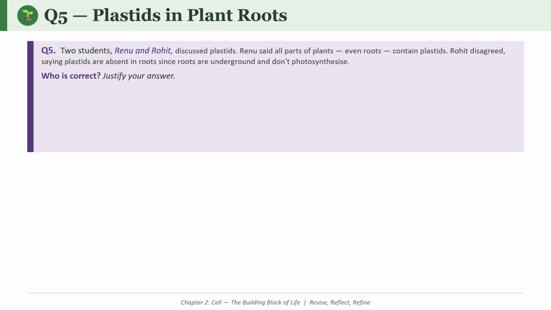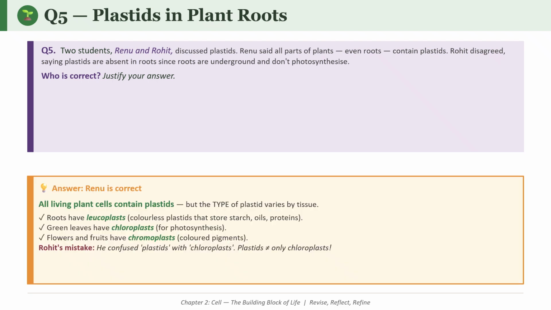So the next question is based on plastids in plant roots. Two students, Renu and Rohit, discussed plastids. Renu said all parts of plants, even roots, contain plastids. Rohit disagreed, saying plastids are absent in roots since roots are underground and don't photosynthesize. So we have to find who is correct and justify your answer.